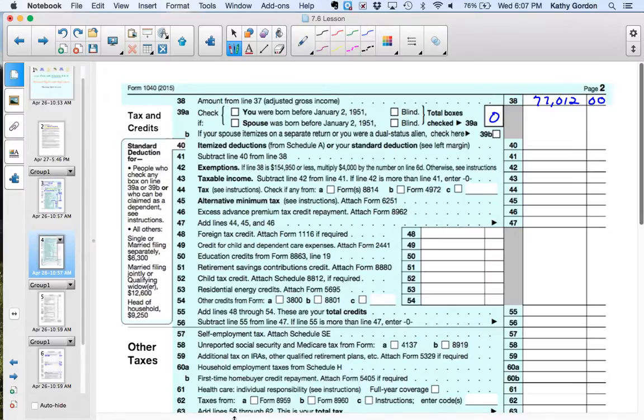We also are not filing separately, so we can ignore 39B. And so now we are at line 40, which is your deductions. Now on a 1040A and a 1040EZ, you have a standard deduction that you're allowed to take based on your filing status, and you just put that number in and keep going. But on a 1040, you are allowed to itemize your deductions and to figure out what kinds of deductions you can make. You're going to use your Schedule A form now.